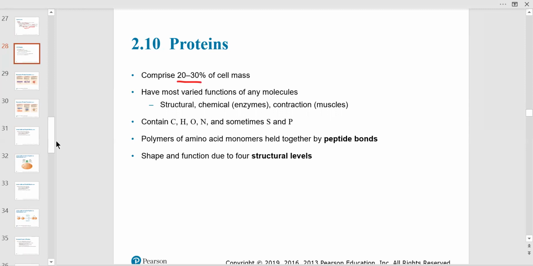So structure, enzymes, mostly protein. And of course, you have contractile proteins in muscles. You're going to hear of these two a lot in a couple of weeks, and one of them is called actin and myosin. And those are contractile proteins. You also have structural proteins within muscle as well.